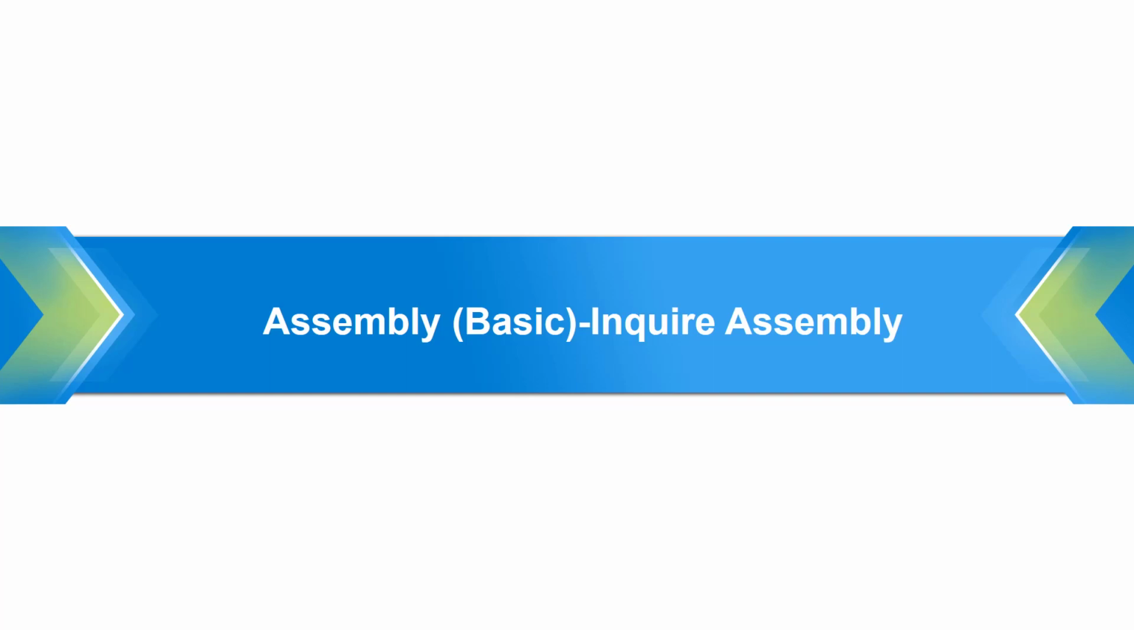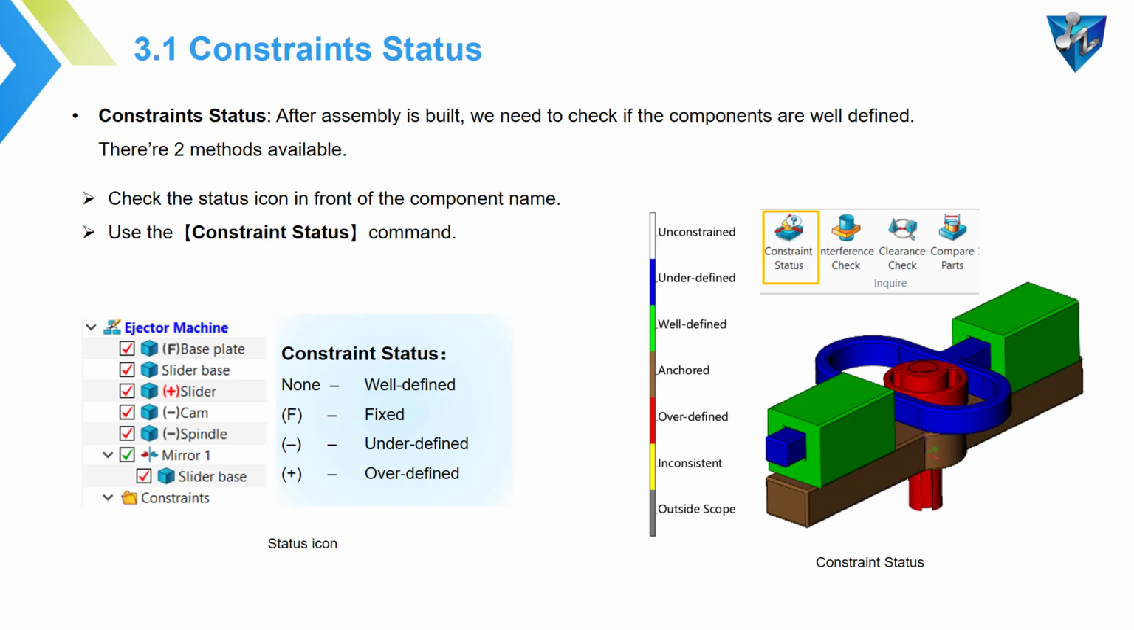Alright, in the last chapter, we learned how to create an assembly. Next, we need to confirm the assembly is reasonable enough. So in the next chapter, we are going to learn how to inquire about the assembly. First, we need to check if all the components are well defined.